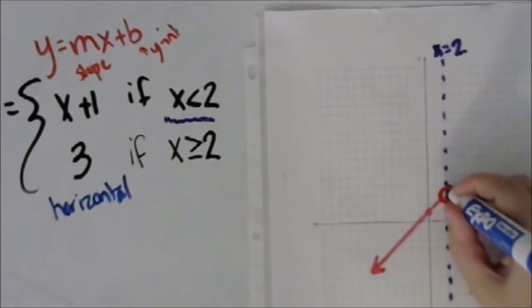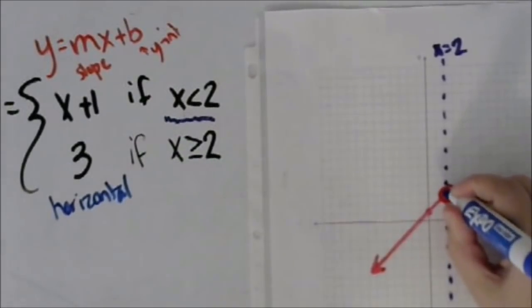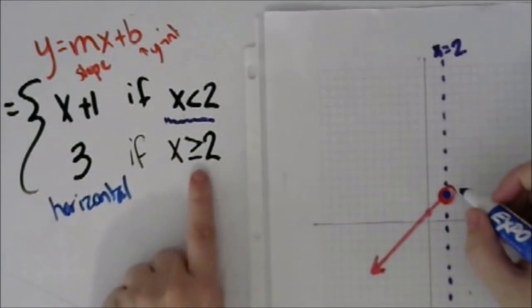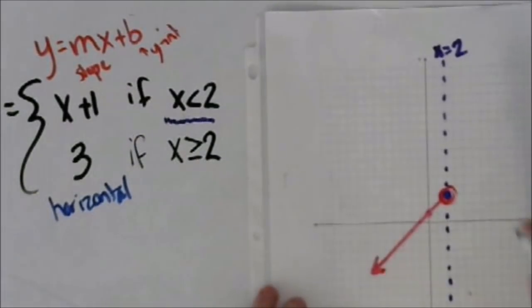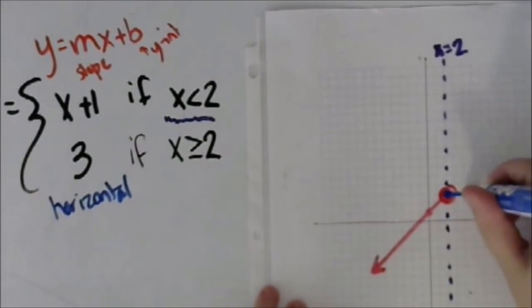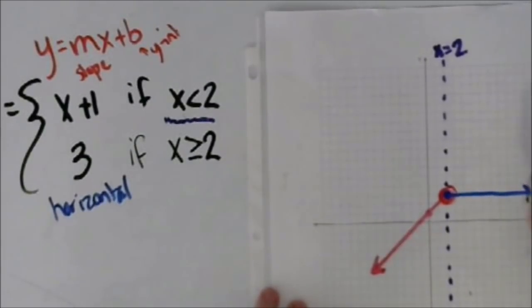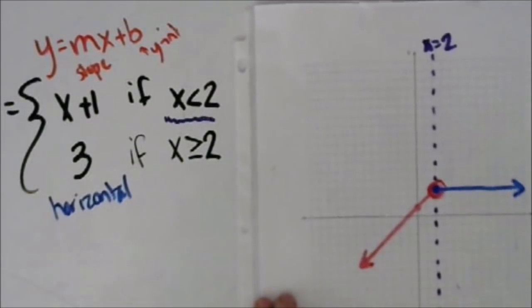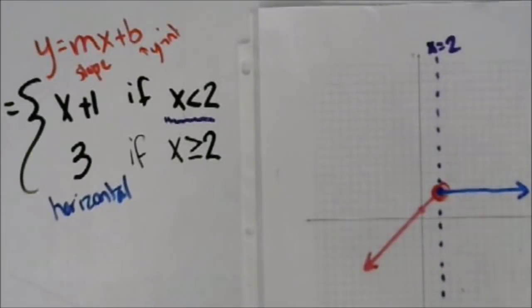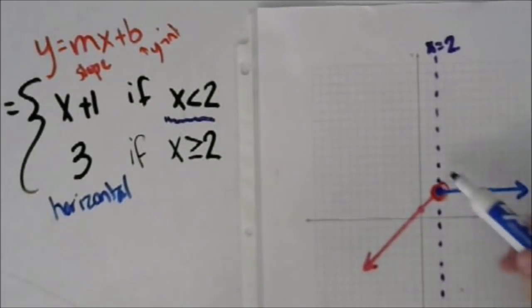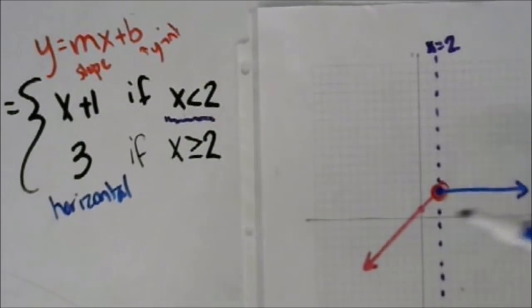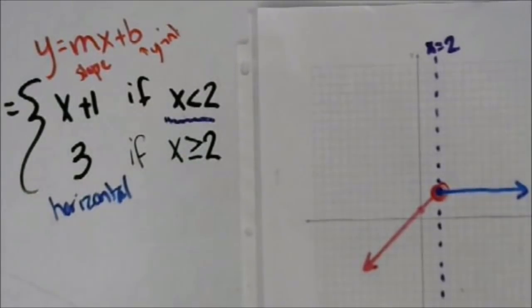So we're going to go ahead and fill in this open circle, and then x is greater than 2 are these values to the right of our boundary line. So heading to the right, we're going to draw our constant y equals 3. This example is continuous because this function fills the hole where the other function left off. There are no gaps or breaks in our domain or our range.